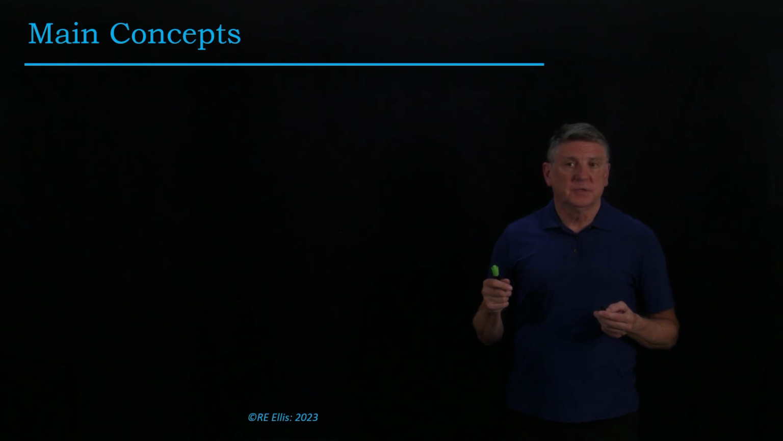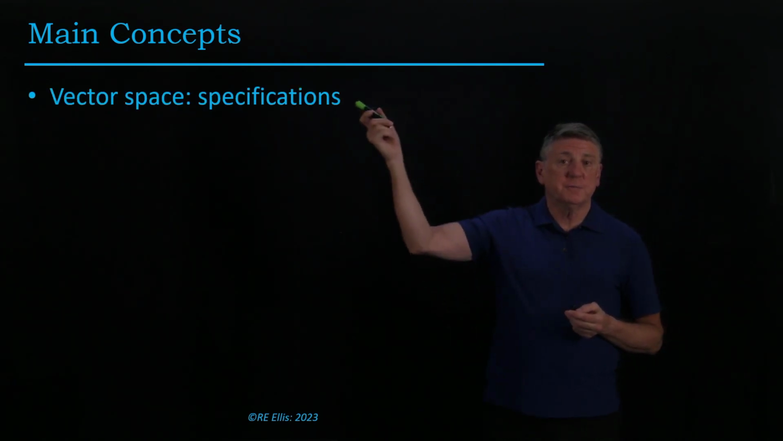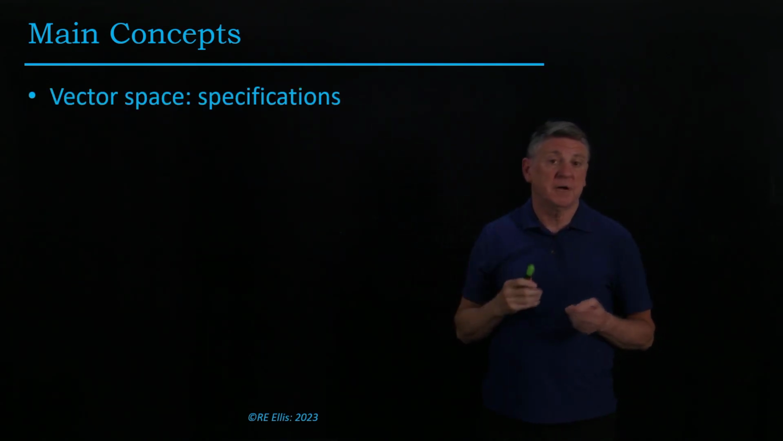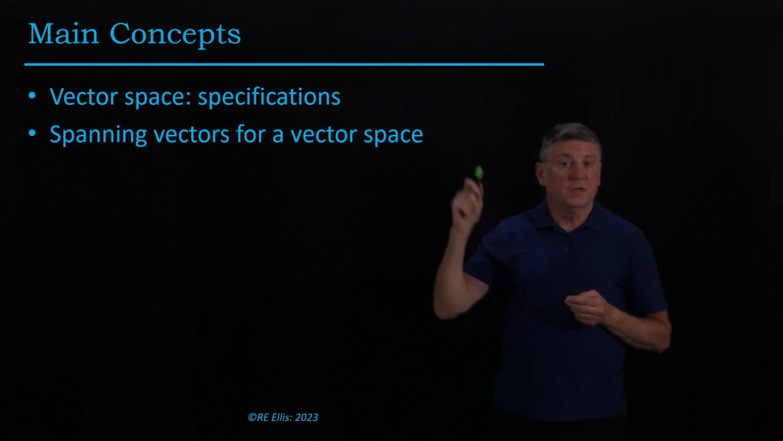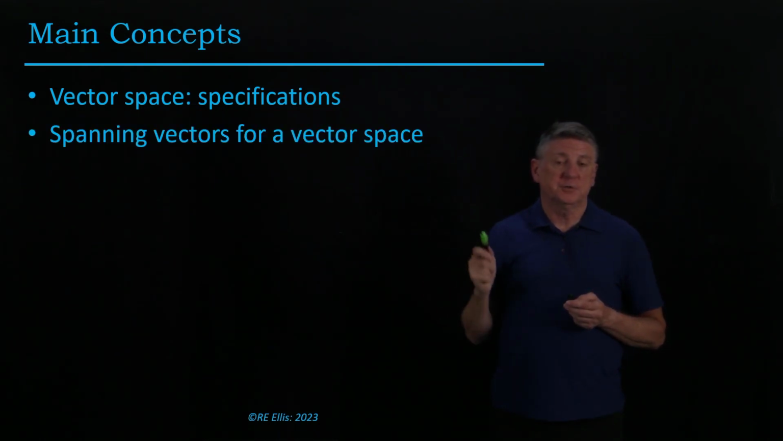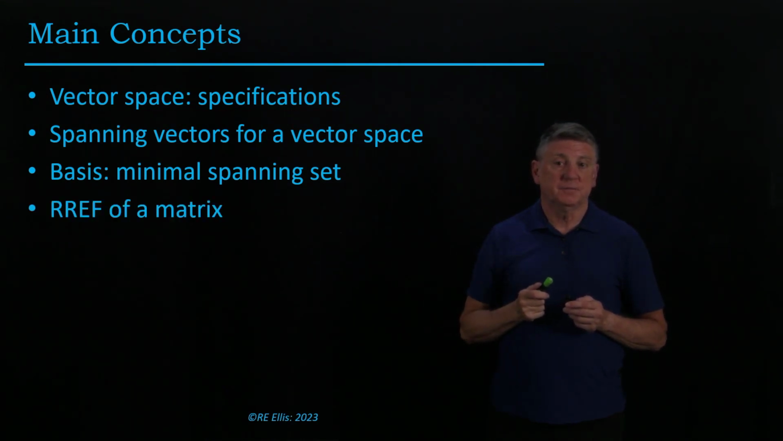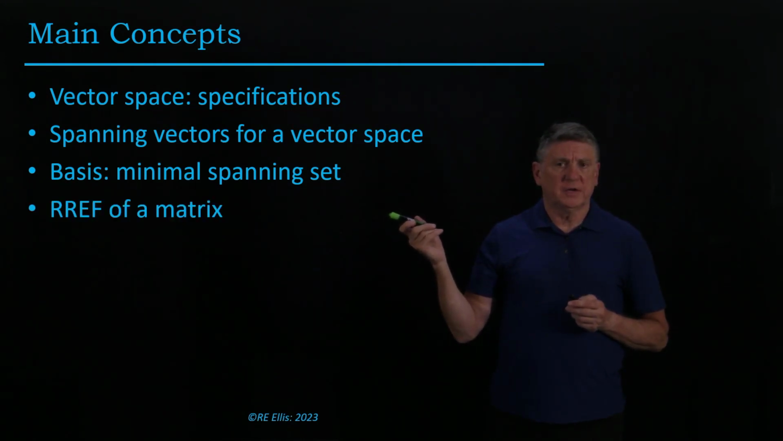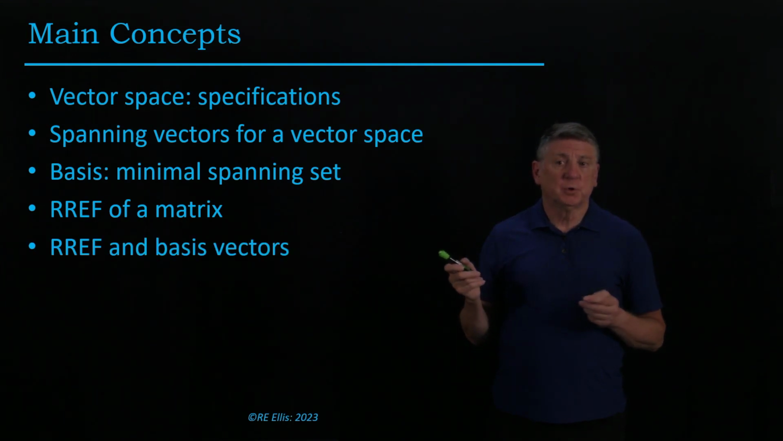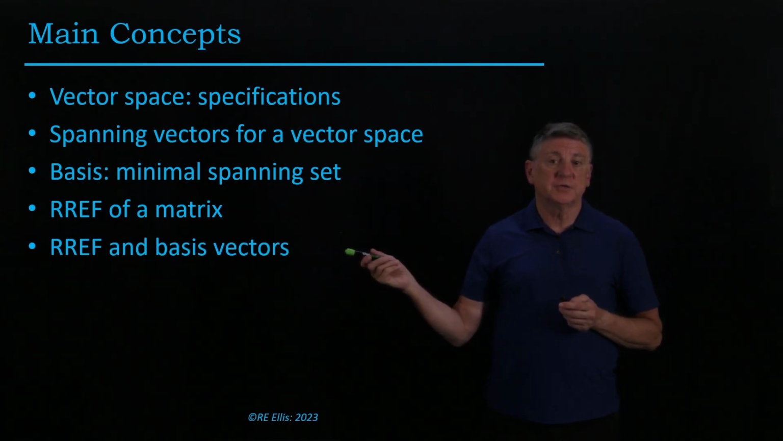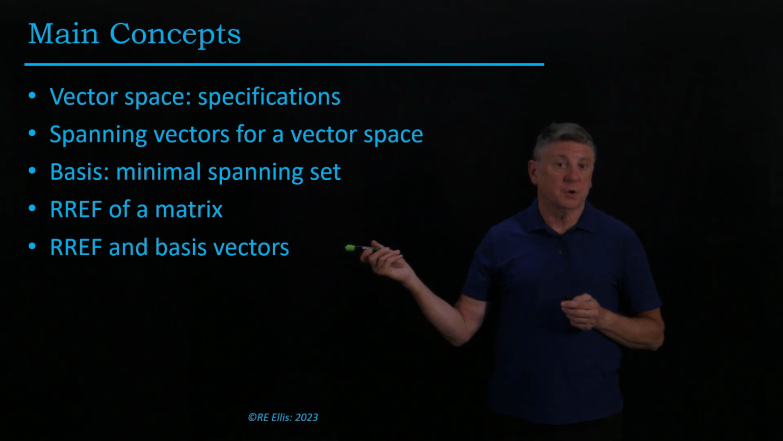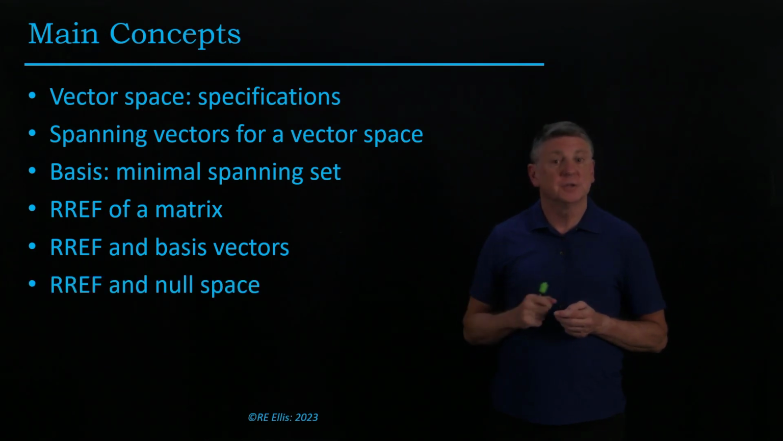The main concepts for this session are vector space by means of specification rather than by means of restriction, what spanning vectors are for a vector space. A basis is a minimal set of such spanning vectors. We'll briefly recall the RREF of a matrix, and we'll explore how the RREF relates to both basis vectors for the column space of the matrix and to the null space.